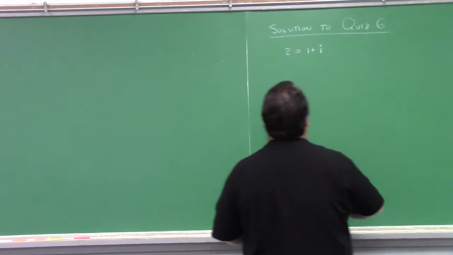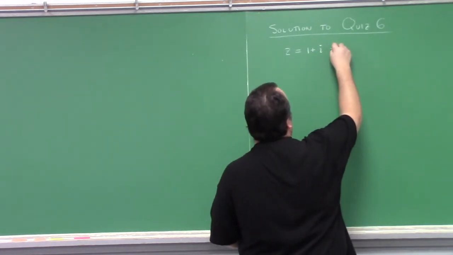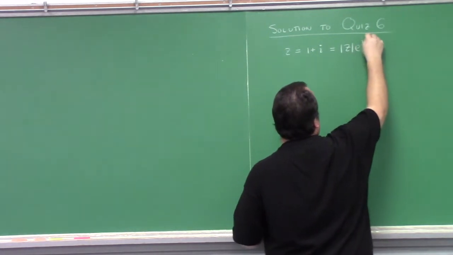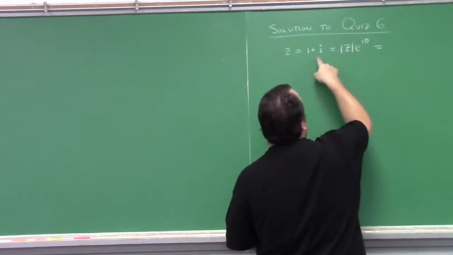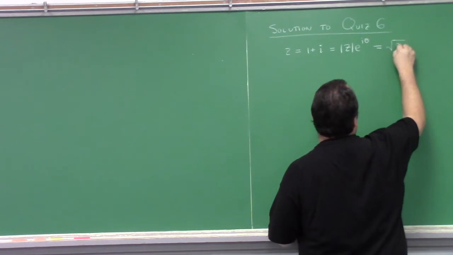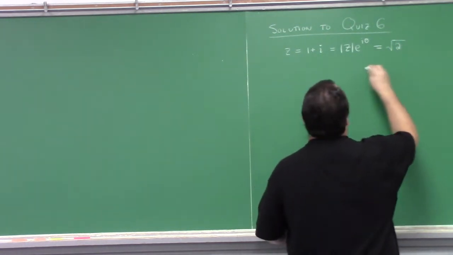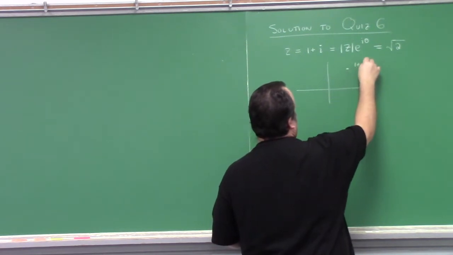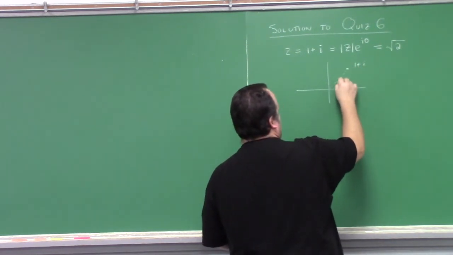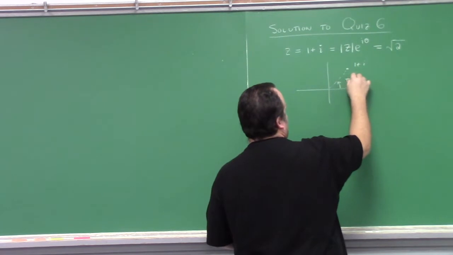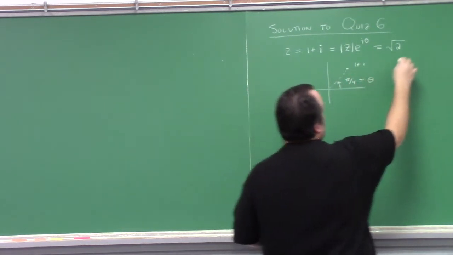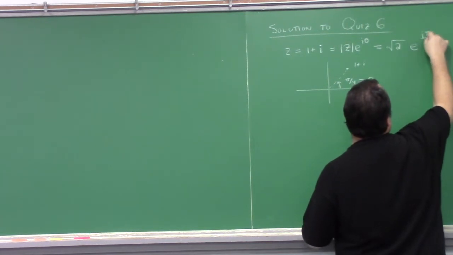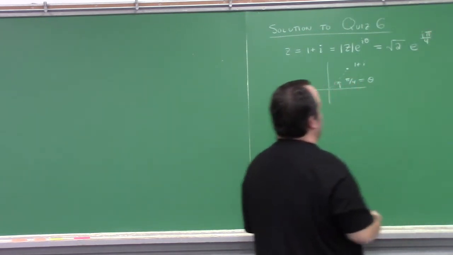So first things first, this is equal to the magnitude of z times e to the I, the standard angle. So the magnitude of this is the square root of 2, because 1 squared plus 1 squared is 2. And if I picture this thing, it's at 1 plus I, right? So that is 45 degrees. So pi over 4 is theta. So we have root 2 e to the I pi over 4. In other words, my theta is equal to pi over 4.